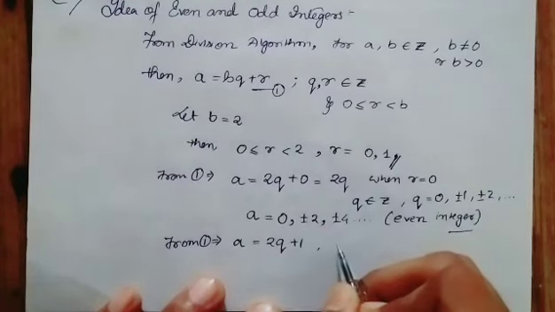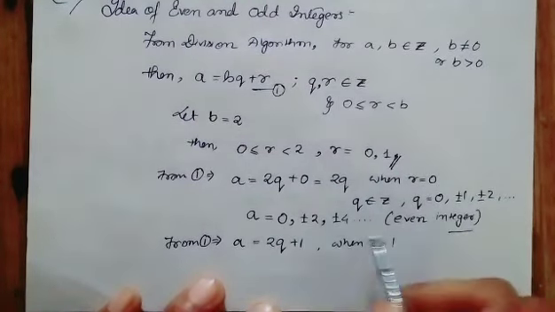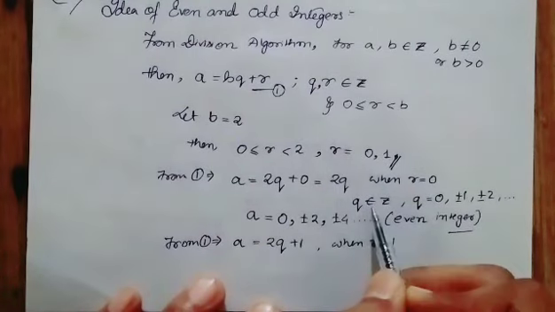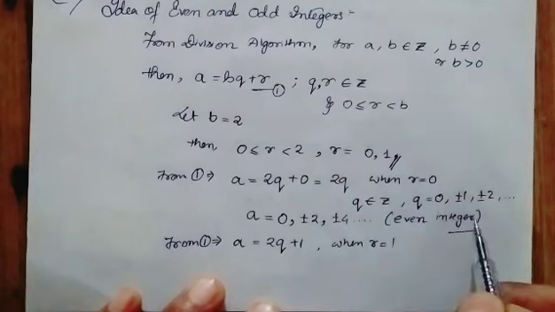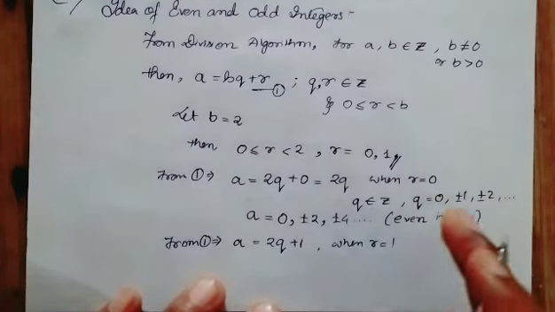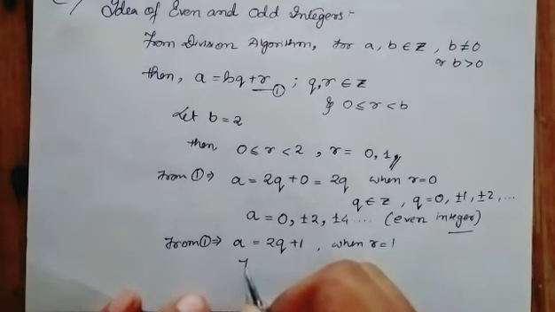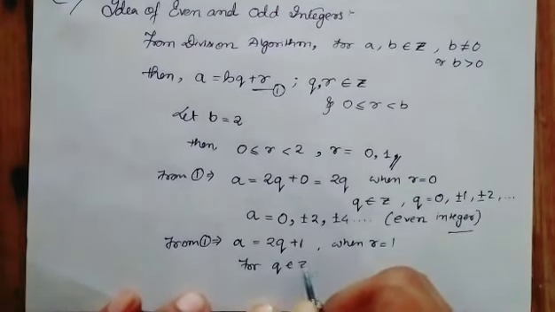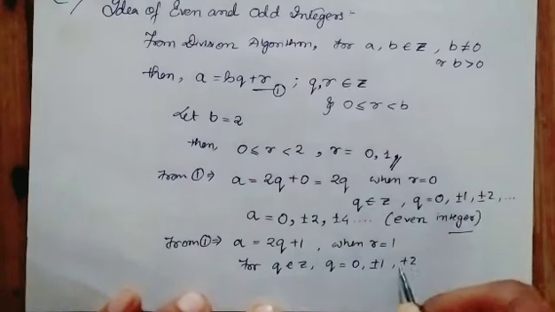Write down for when r is equal to 1. Now we know, what are the possible values of q? It is any integer, right? 0, plus 1, minus 1, plus 2, minus 2, and so on. So we substitute these values for q to be any integer.